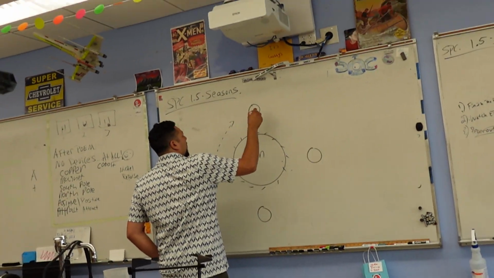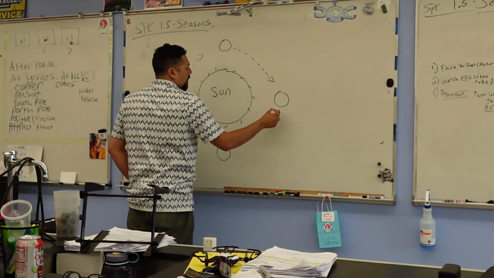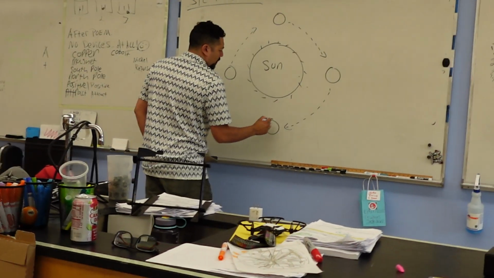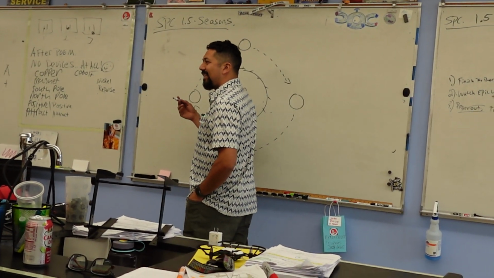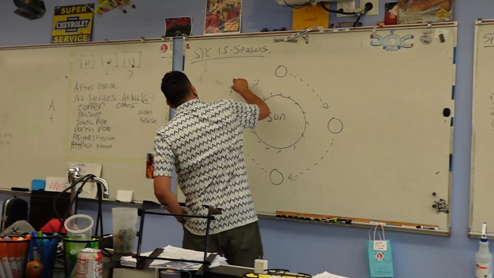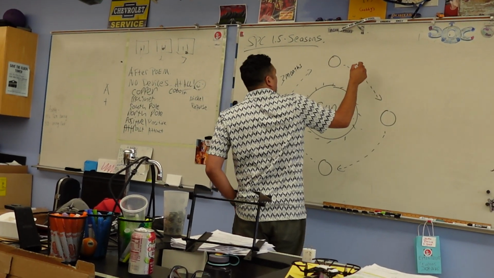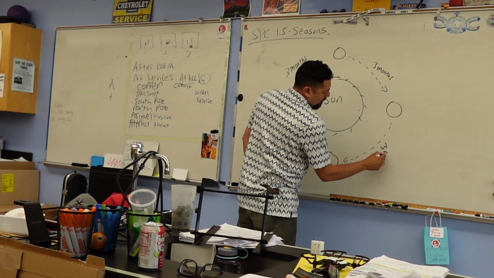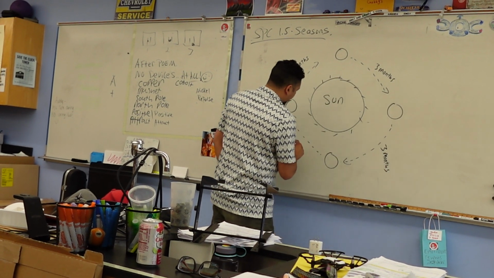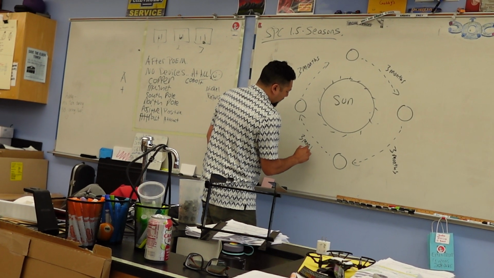So if the Earth is orbiting the sun, how long is it taking for the Earth to move to each position? Which would be? 3 months. So let's write in 3 months between each position.